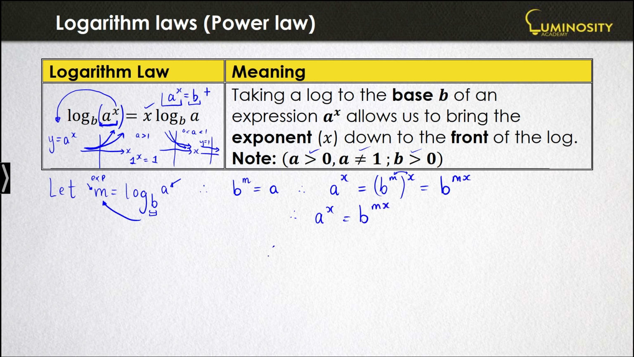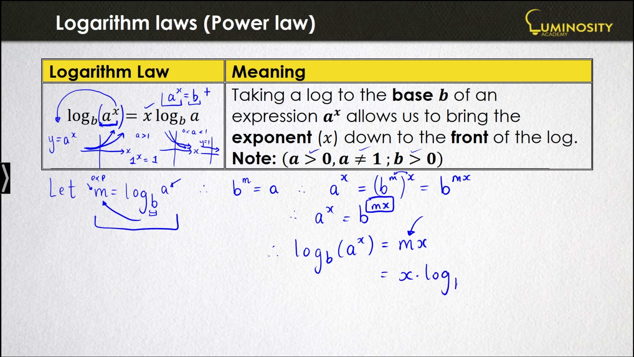Now, if I take log base b on both sides, because that's what the law is saying, log base b of a to the x, by the way we define the logarithm, that'll solve this exponent for you. So this exponent mx is equal to that special number, log base b of a to the x. But what was m? m was log base b of a. So we can substitute that back in here and therefore get x times log base b of a. And that is exactly the power rule. All right.